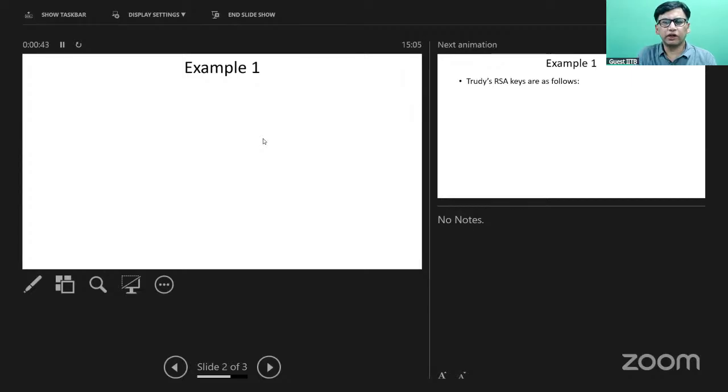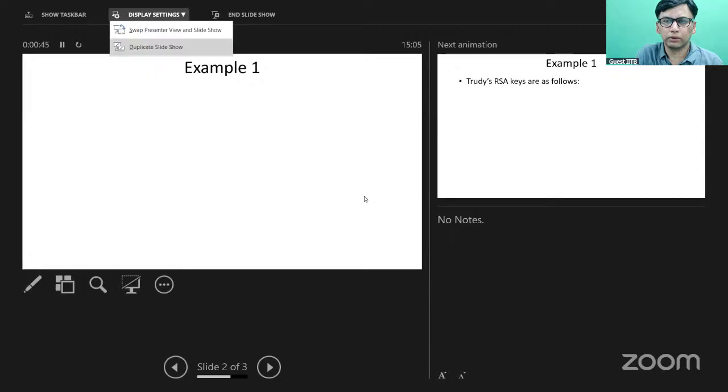Both these examples are in the context of RSA. So we start with the first example. There are two parties, Alice and Bob, who communicate with each other, and there's an intruder, Trudy. And we know that Trudy's RSA keys are as follows. NT is 33, DT is 3, and ET is 7.